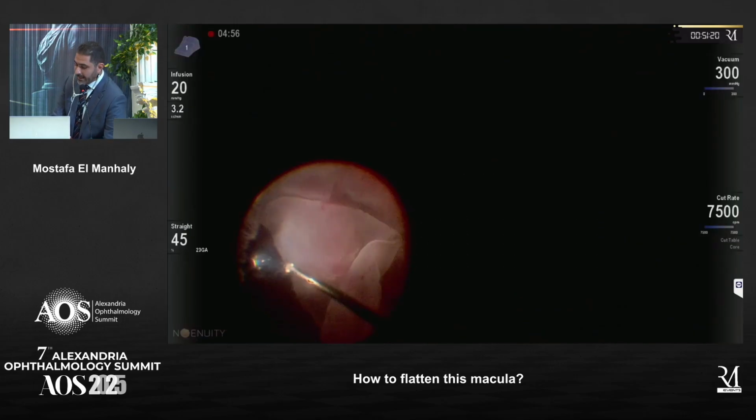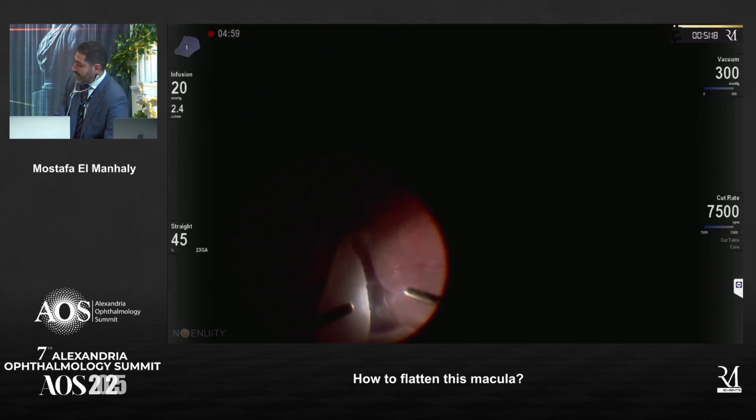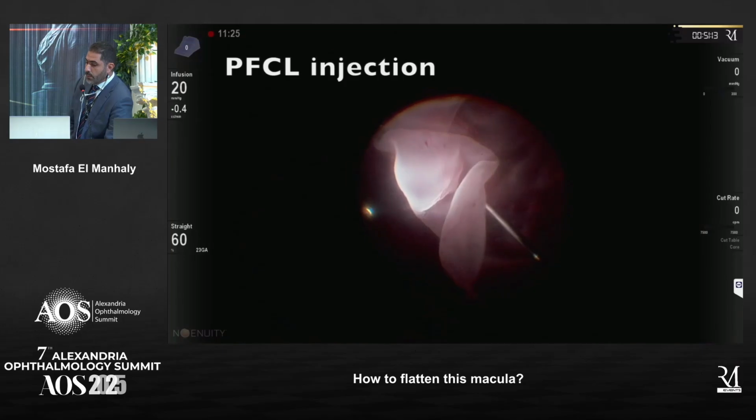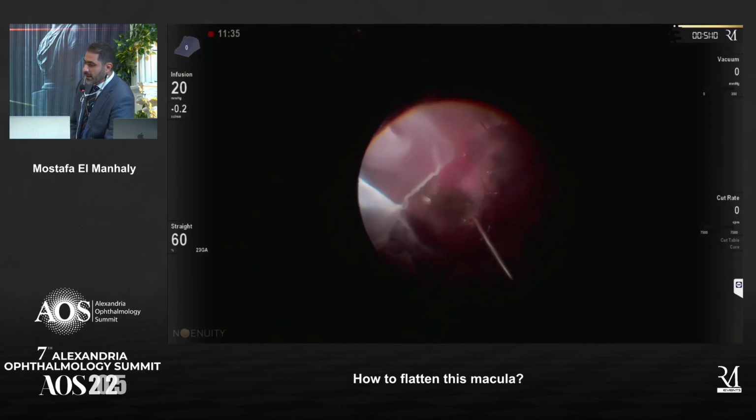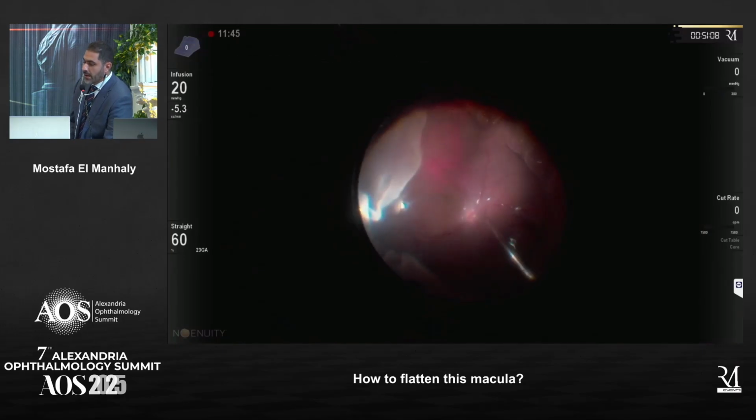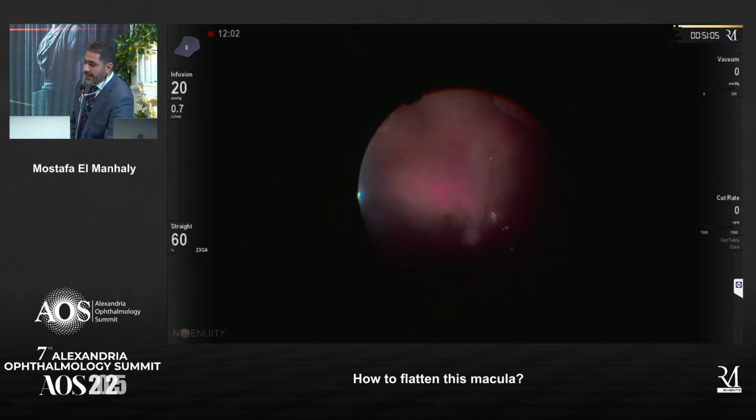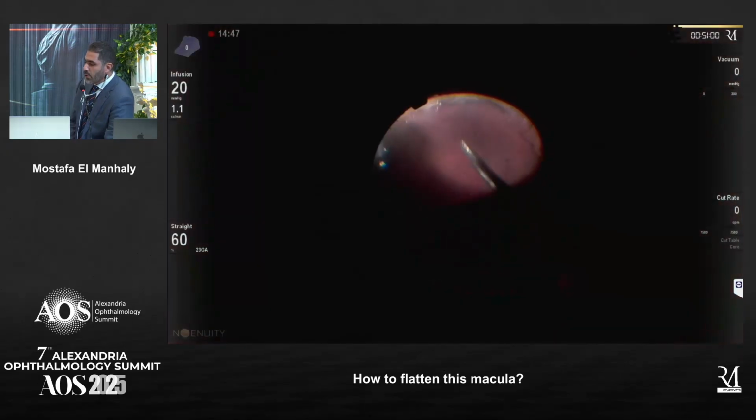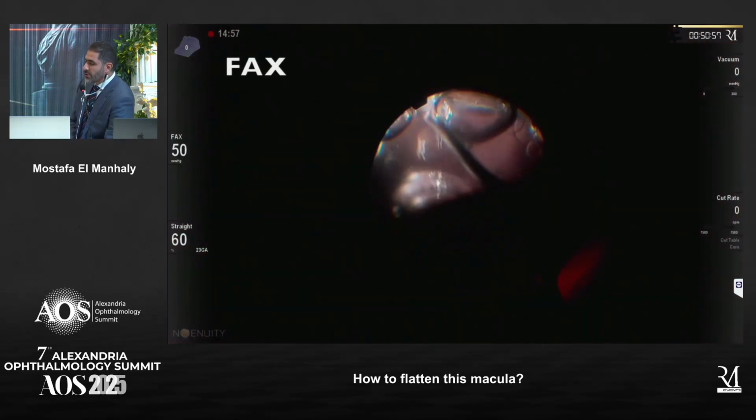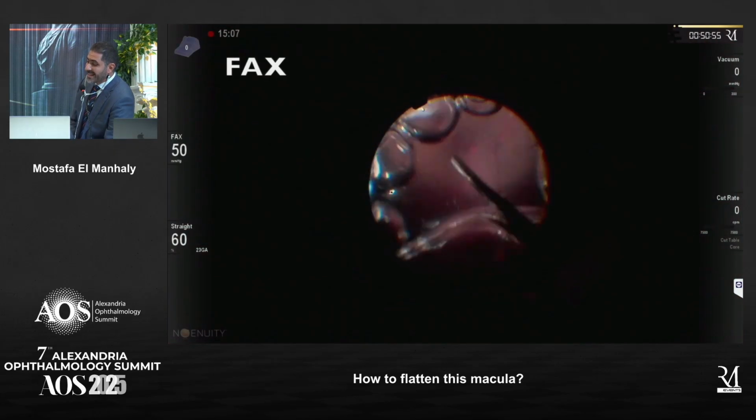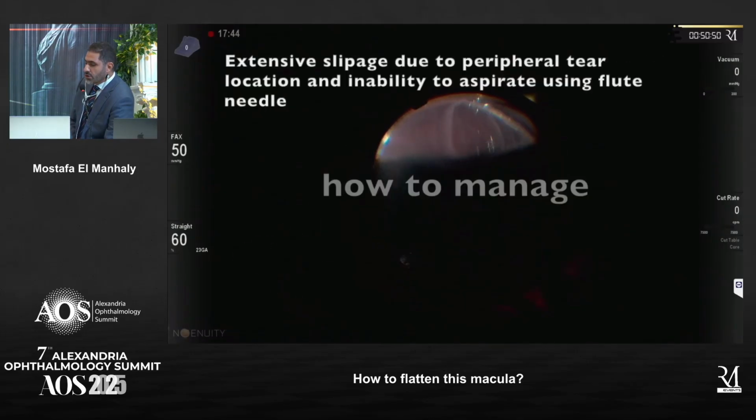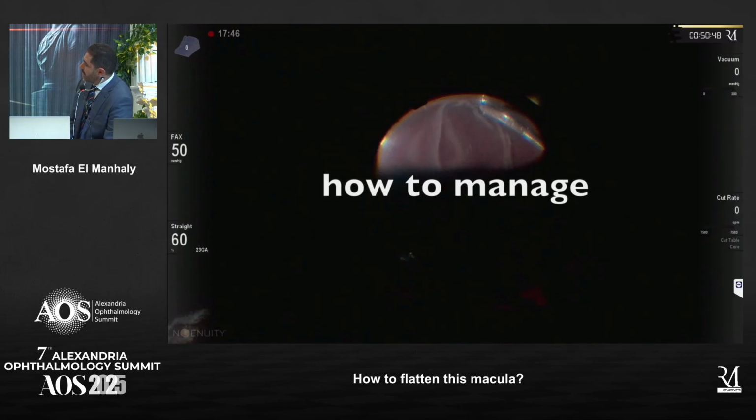So the next case is Dr. Sharif Shita, please. This is an 8-year-old child that experienced a head trauma about 4 weeks ago, and he presented with this giant retinal tear. Doing a vitrectomy and trying to flatten this extensive giant retinal tear with the PFCL bubble, we found that the tear is almost oral in this phakic patient, and on trying to do a fluid air exchange, we got this extensive or massive slippage in most of the retina. So how would you manage such a complication intraoperatively?